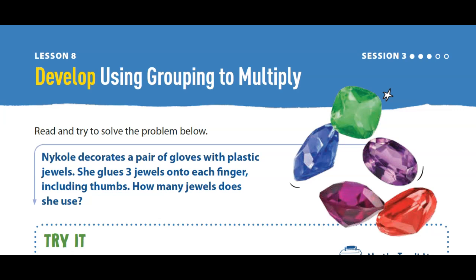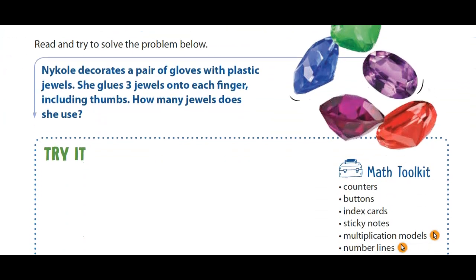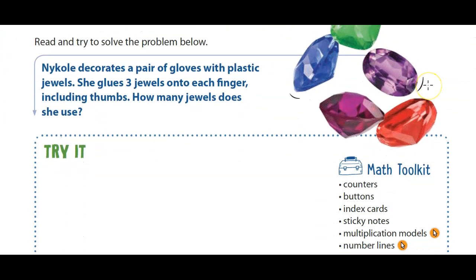So again, this is lesson 8, session 3. We're using grouping to multiply. It says Nicole decorates a pair of gloves with plastic jewels. She glues 3 jewels on each finger.